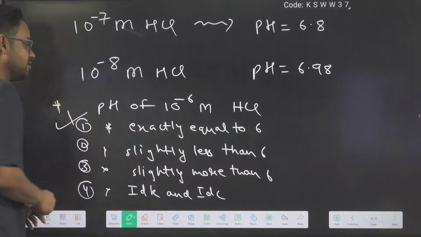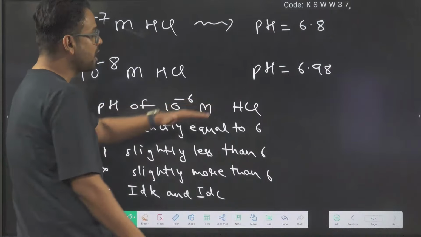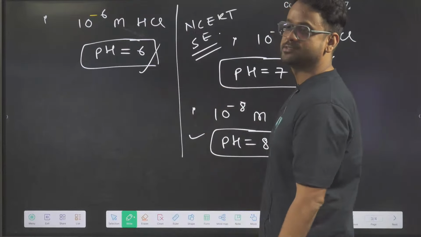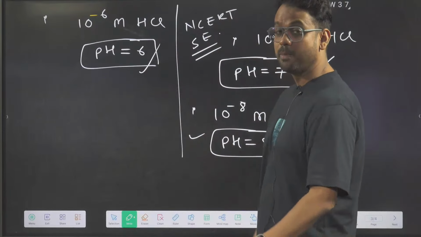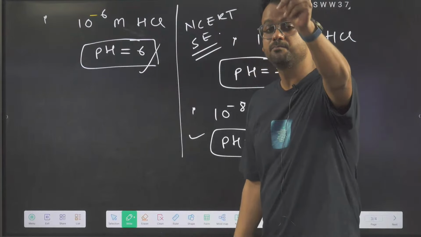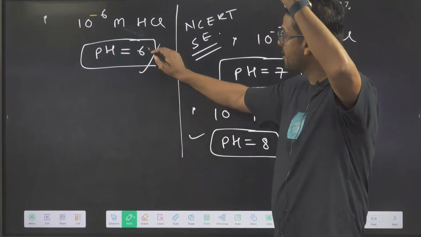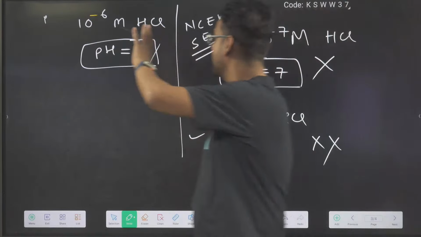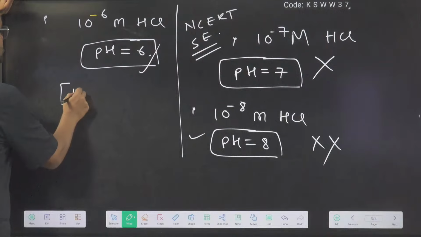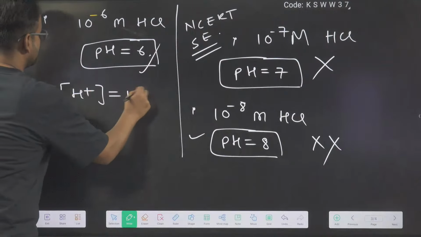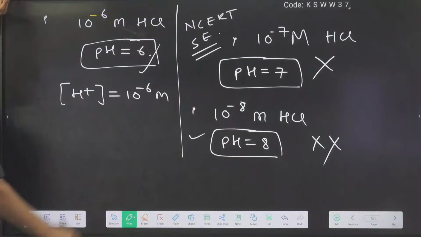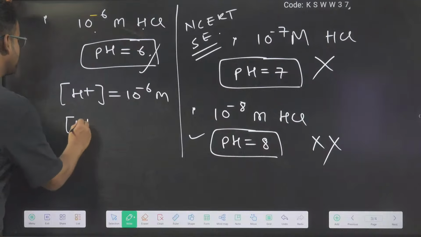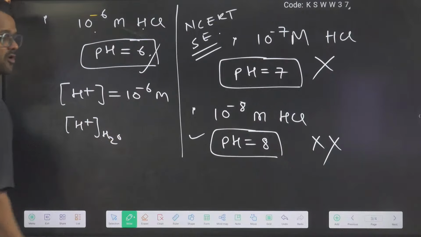But beta, if you ask me what is the pH of 10 to the power minus 6 molar HCl, I will give the answer as 6. But this is not 100% correct. This is an approximate answer. Giving the pH as 6 means you are trying to say that H plus is 10 to the power minus 6 molar. But this much H plus is coming from the strong acid only. What about the H plus coming from water? Sir, is the H plus coming from water negligible?